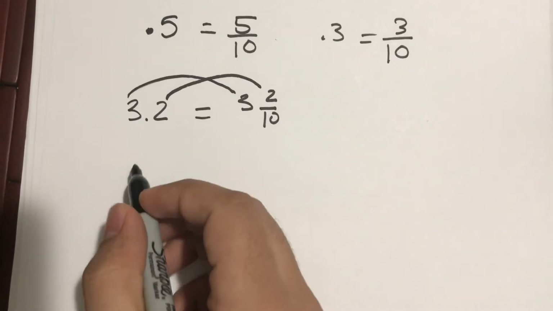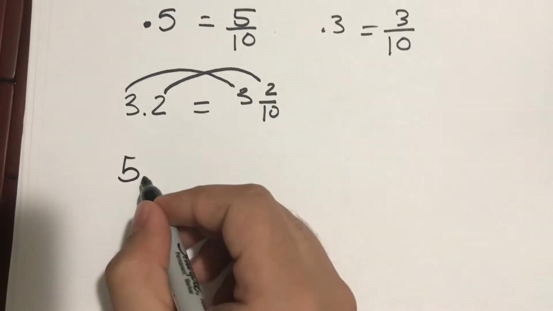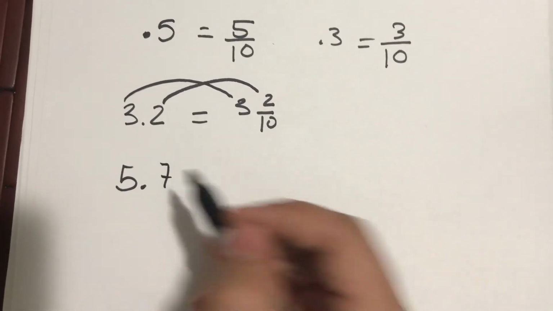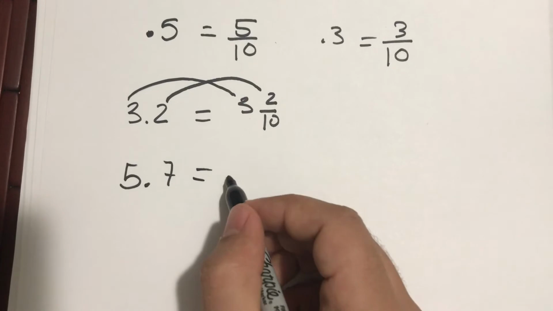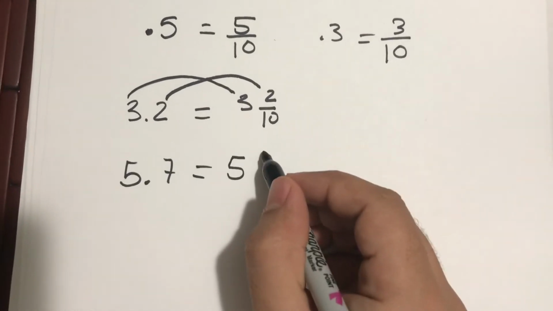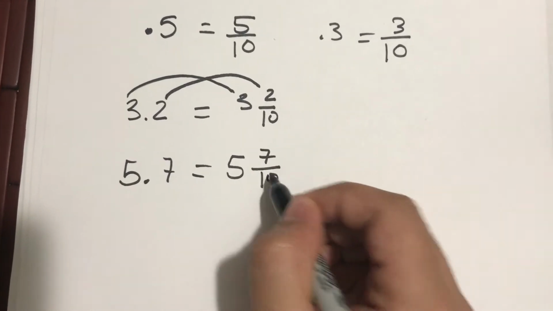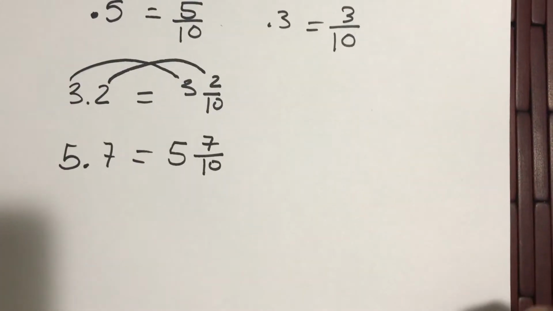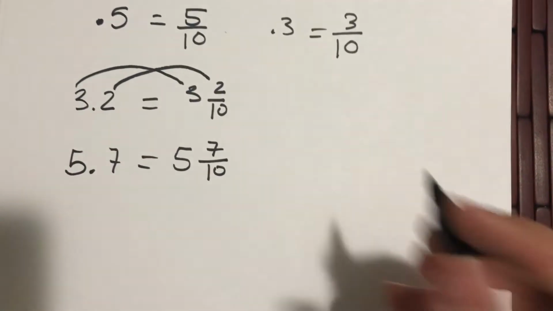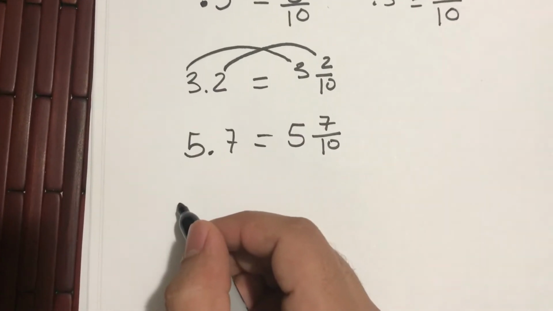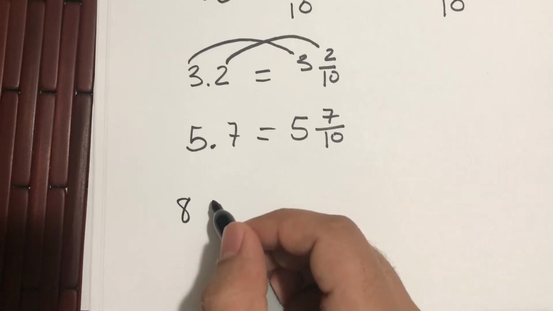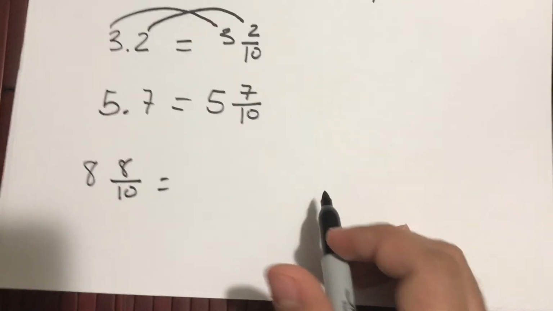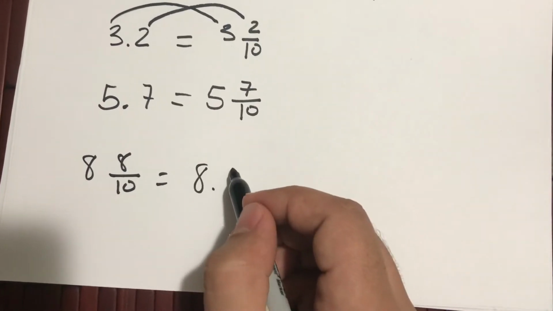Okay, so let's do another one. Let's say you have 5 and 7/10. That would be the same thing as 5 and 7 over 10. Now let's say they give us a mixed number. A mixed number is a whole number with a fraction. That would be the same thing as 8 and 8/10.